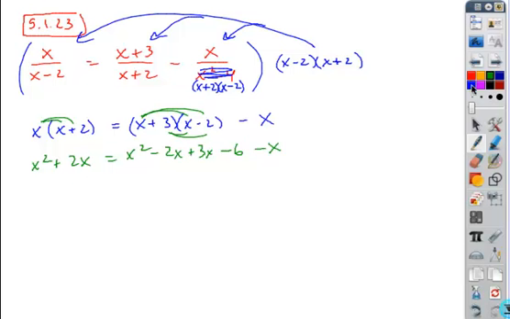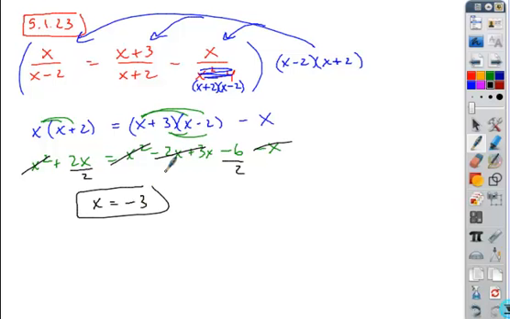Okay, so when I look to simplify this, what's going to happen here is the x squareds I subtract from each side so they cancel. Here I have a negative 2x minus x is minus 3x plus a 3x. Those all cancel. So I'm just left with 2x is equal to negative 6. Divide by 2. I get x is equal to negative 3.